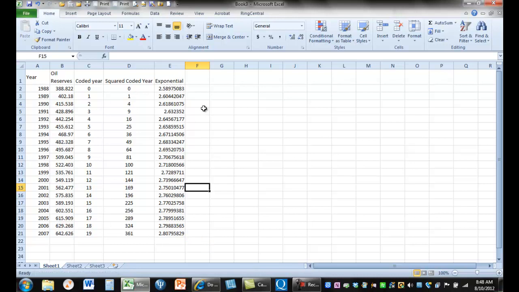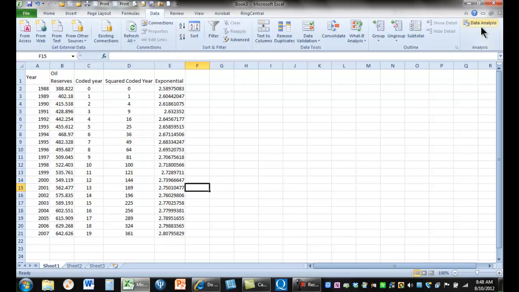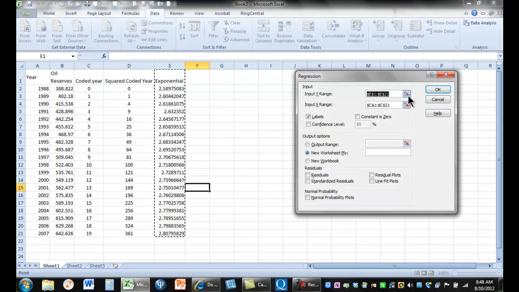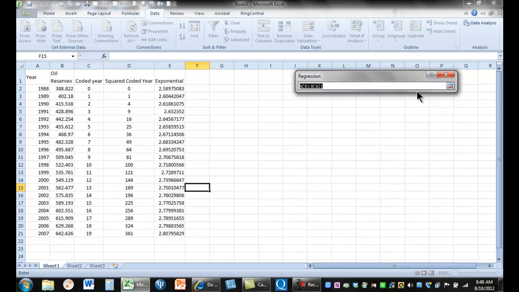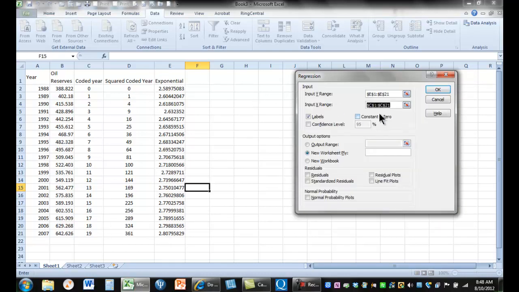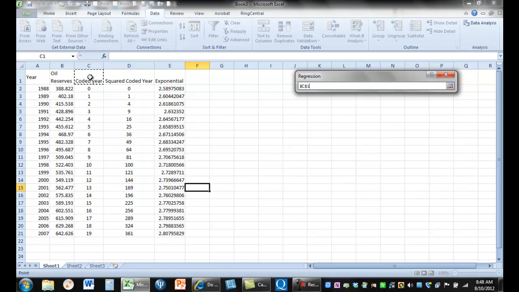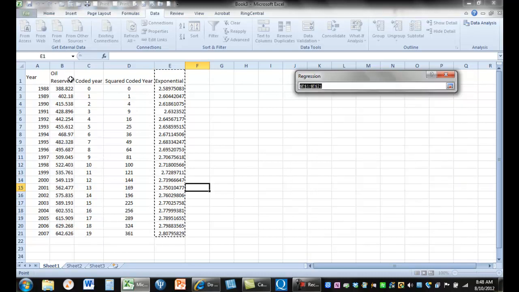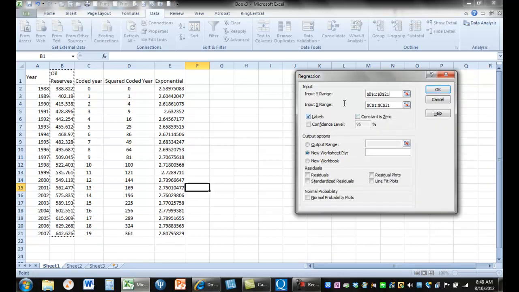We're just going to do some regression analyses. So we'll go up to Data, Data Analysis, and we'll do a regression. We want to check that we're using labels, and I have that checked. Our X value is our coded year, right here, and our Y value is our oil reserves, which is right here. I have labels checked, and I'm just going to click OK.